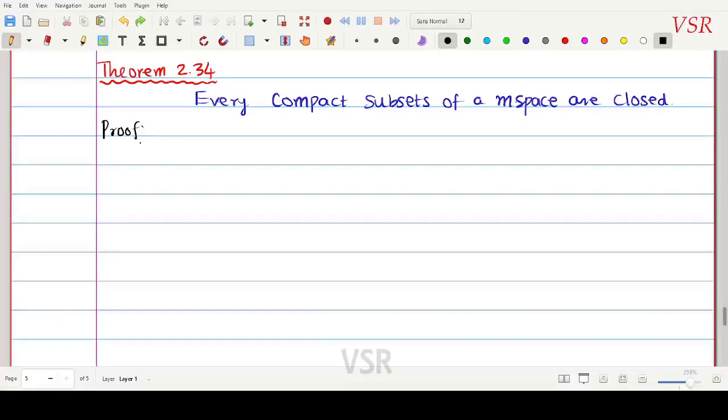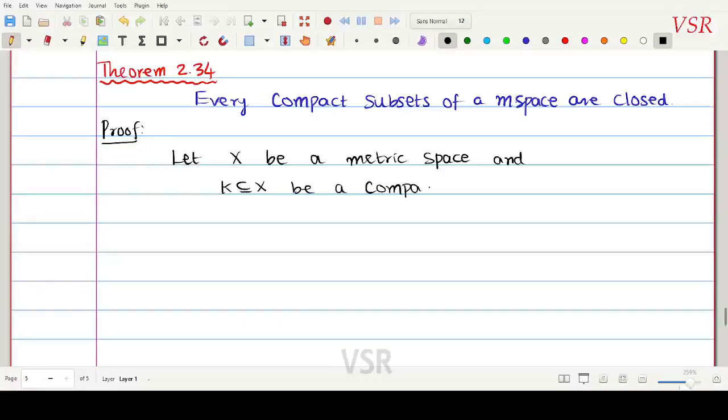Let capital X be a metric space and K a subset of X be a compact set. What I am going to prove is that K is closed. So we are going to show that K is closed.